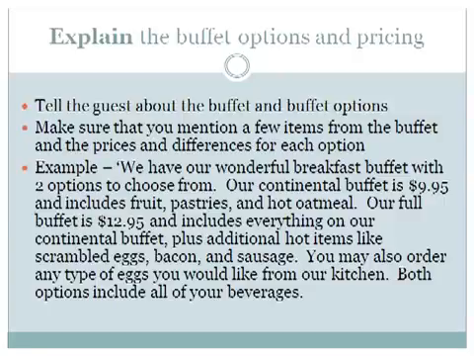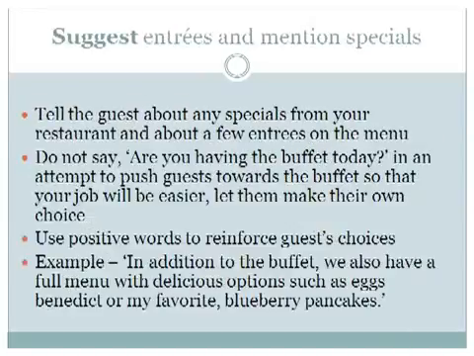A great example of how to explain the buffet options and pricing is, we have our wonderful breakfast buffet with 2 options to choose from. Our continental buffet is $9.95 and includes fruit, pastries, and hot oatmeal. Our full buffet is $12.95 and includes everything on our continental buffet plus additional hot items like scrambled eggs, bacon, and sausage. You may also order any type of eggs you would like from our kitchen with the full buffet. Both options include all of your beverages.